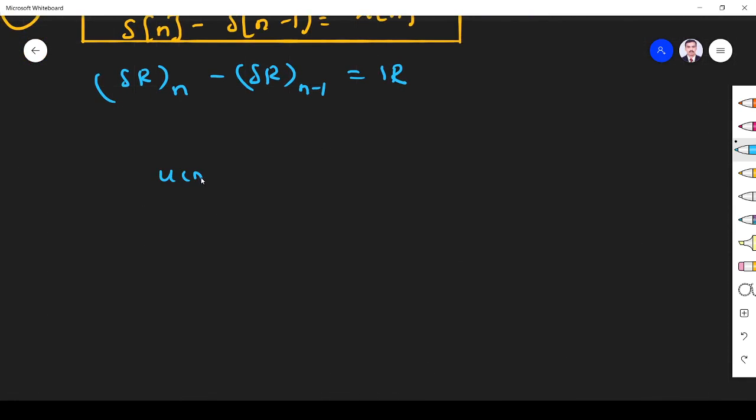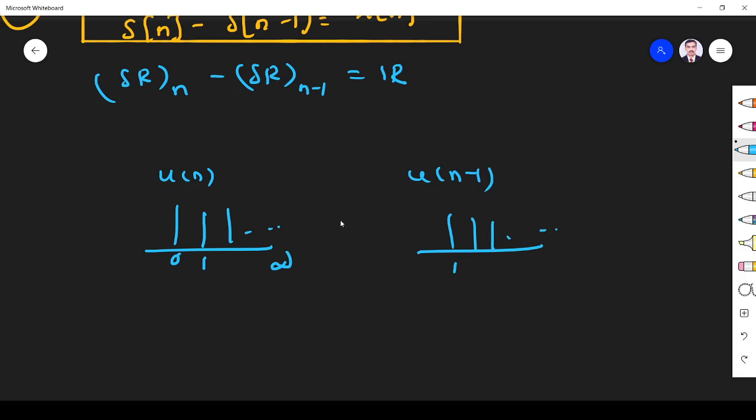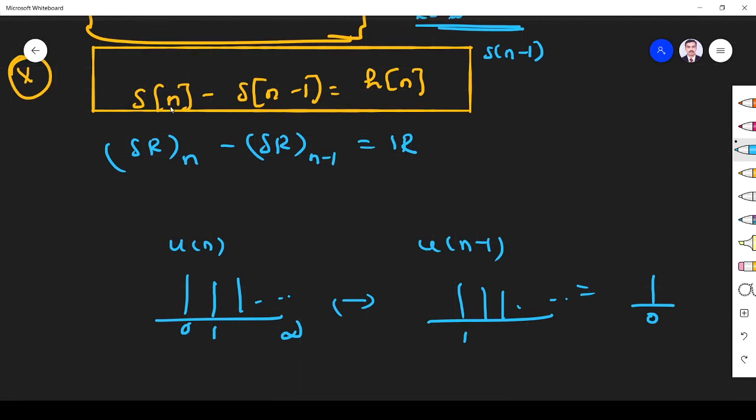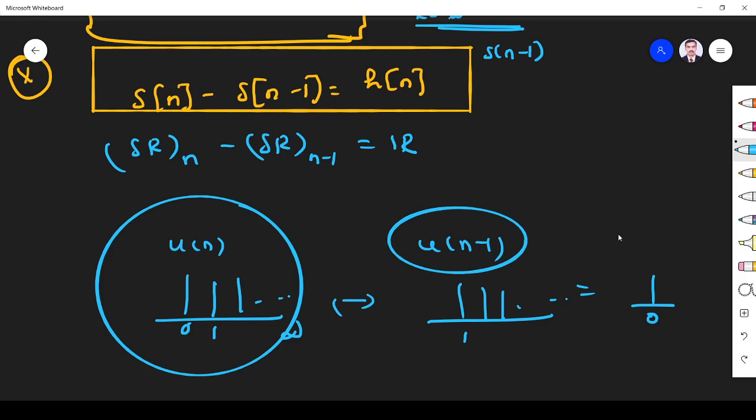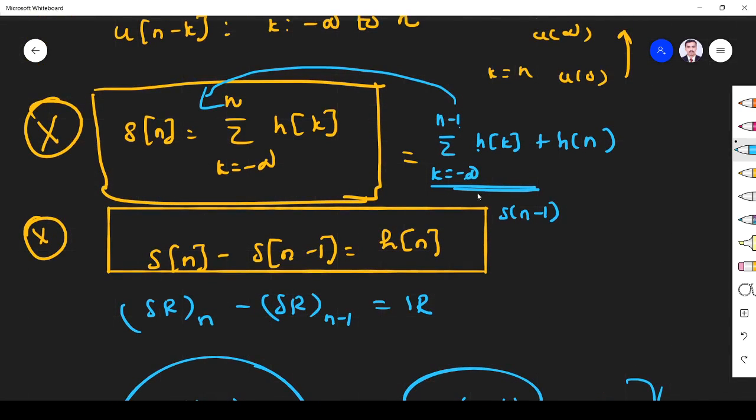Why? See, u of n is going from 0 to infinity. u of n minus 1 will go from 1 to infinity. If you subtract both, what will you get? Only the unit impulse at 0. Yes or no? Like that, this one is the step response, that is the response of the system for u of n. This is the response of the system for u of n minus 1. If you subtract both, what do you get? Impulse response. Simple logic, right? So this is another important conclusion relating impulse response and step response. This equation relates step and impulse in the most clear-cut way.